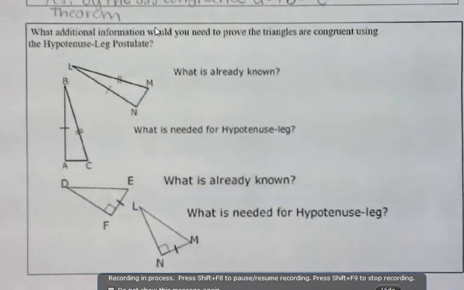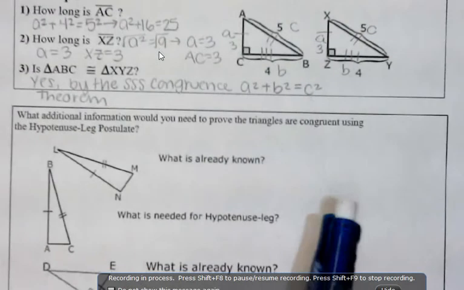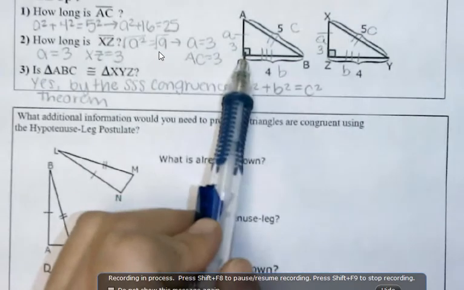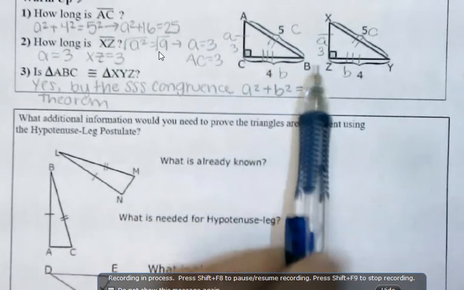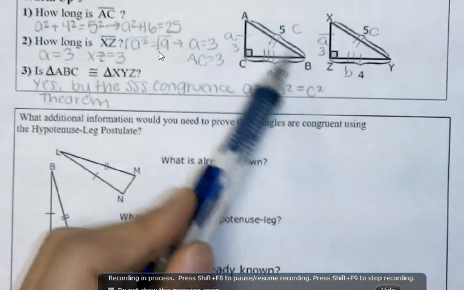So here it asks us, what additional information would you need to prove the triangles are congruent using the hypotenuse leg postulate? For the hypotenuse leg postulate, there are 3 things necessary to use that theorem. 1, we have to know that our triangles are right triangles. Then we have to know that one pair of our sides are congruent and that our hypotenuses are congruent.